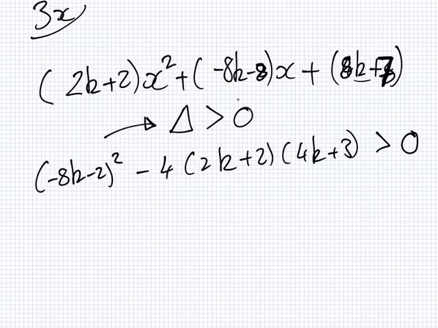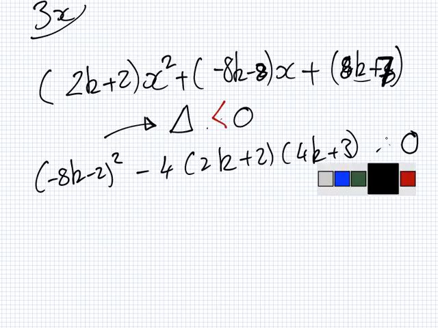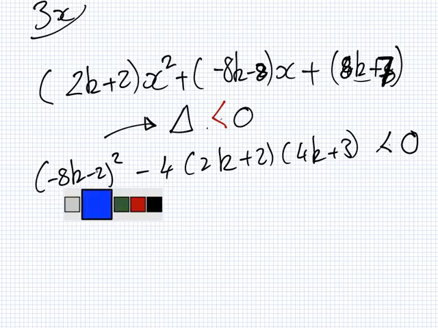Has no real roots. So let's flip this around. Equal to 0. Less than 0 if it has no real roots. Alright, so that's an 8 now, and then that's a 7. Okay, let's simplify.